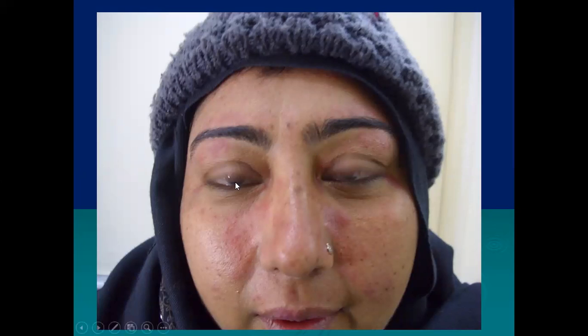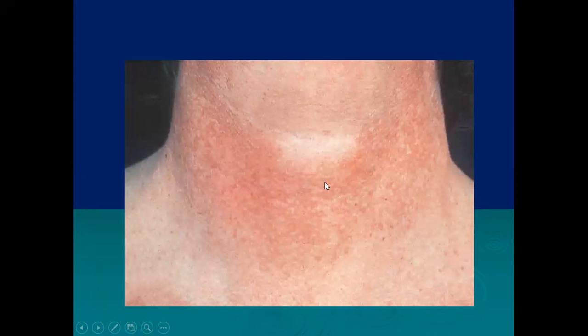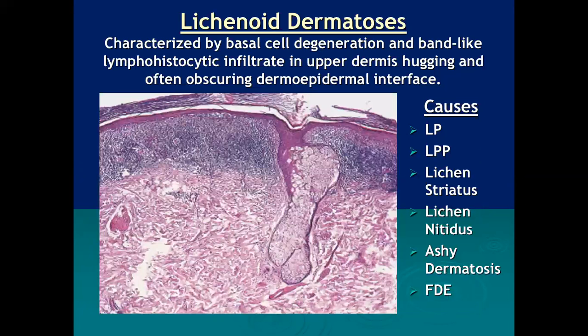This is dermatomyositis. If you take a biopsy from any lesion of dermatomyositis, or for example poikiloderma, the first and foremost histological finding will be an interface dermatitis. Lichenoid dermatosis is characterized by basal cell degeneration, that is the interface dermatitis, plus a band-like lymphohistiocytic infiltrate in the upper dermis that is hugging or obscuring the dermoepidermal junction.